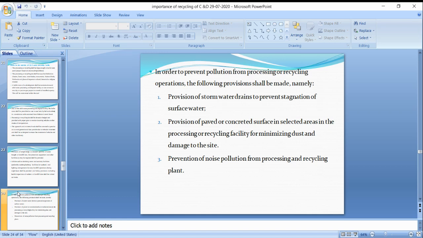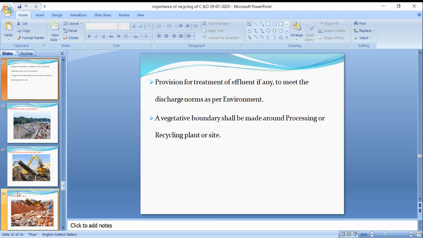Prevention of the noise pollution from the processing and the recycling. So whatever machinery you are using there, it should not make more noise. Like that we have to say.